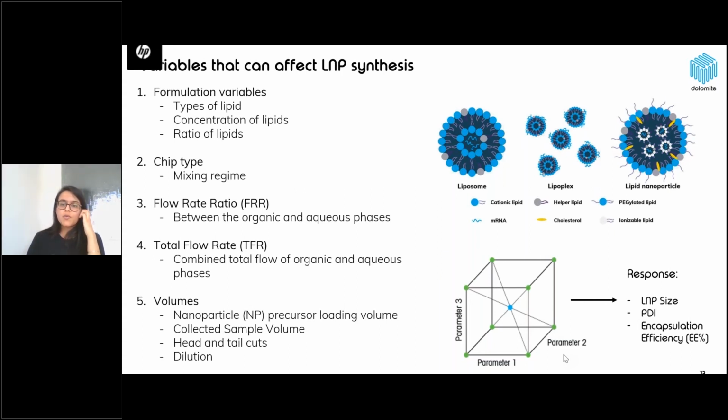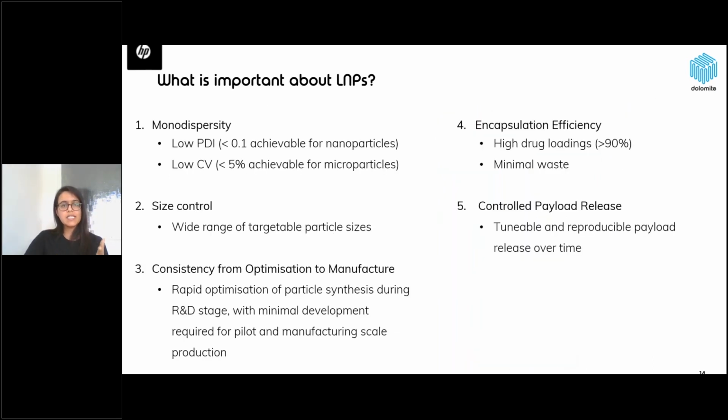So usually we would consider all of these and their influence as a response in size, PDI, and encapsulation efficiency. Although it's not limited to that, because in my next slide, you need to understand what's important to us about LNPs. So we know that we want them to be monodispersed, which means we want to achieve low PDI. We want them to have size control.